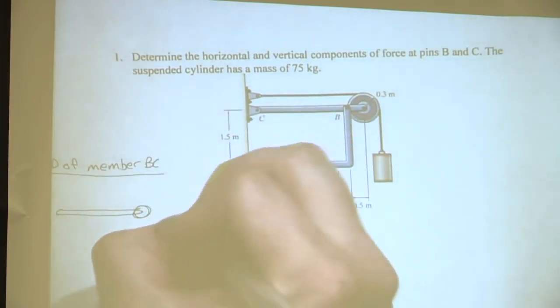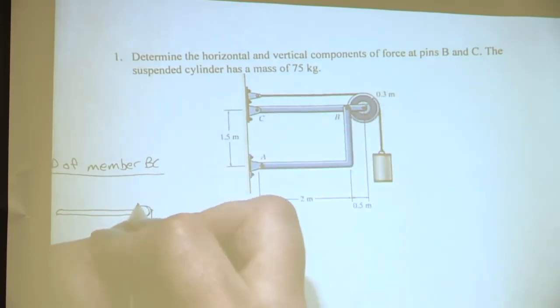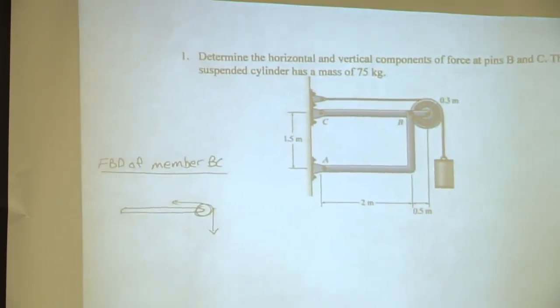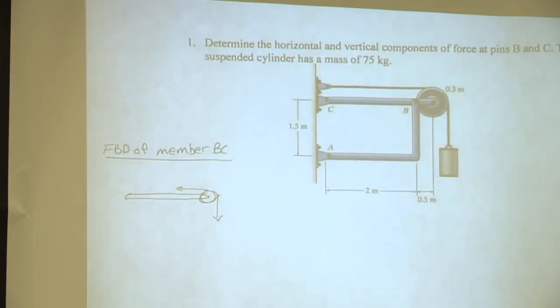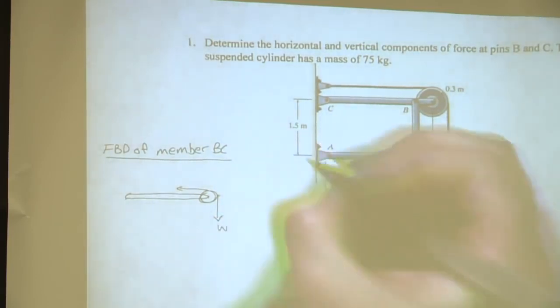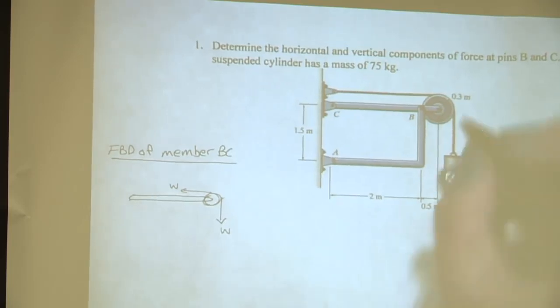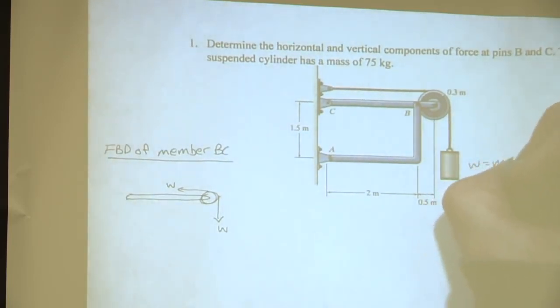So we have our pulley right there. So what goes in here? What can we label it as? 75 kilograms? Is that what weight is in terms of? With units? Okay, we can call it W, so it's weight. And how do we find the weight? Mass times gravity. So we can say W equals mg.